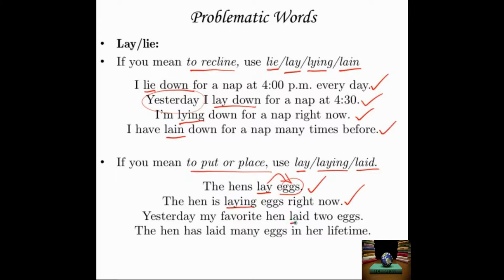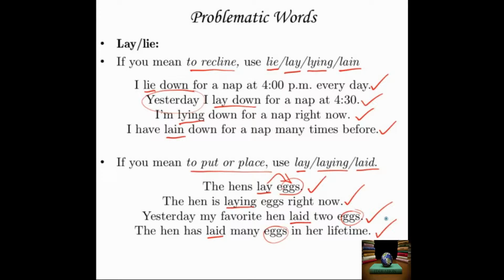Yesterday, my favorite hen laid 2 eggs, so you can use that for past tense, but only if you have a direct object like eggs. And the hen has laid many eggs, there's those eggs again, in her lifetime. So just remember, the lay goes with eggs almost all the time. It can go with other things, I laid the book on the table and so on. But if you remember it with chickens, you might keep it straight. Or, as my English teacher used to say, lovers lie, chickens lay.